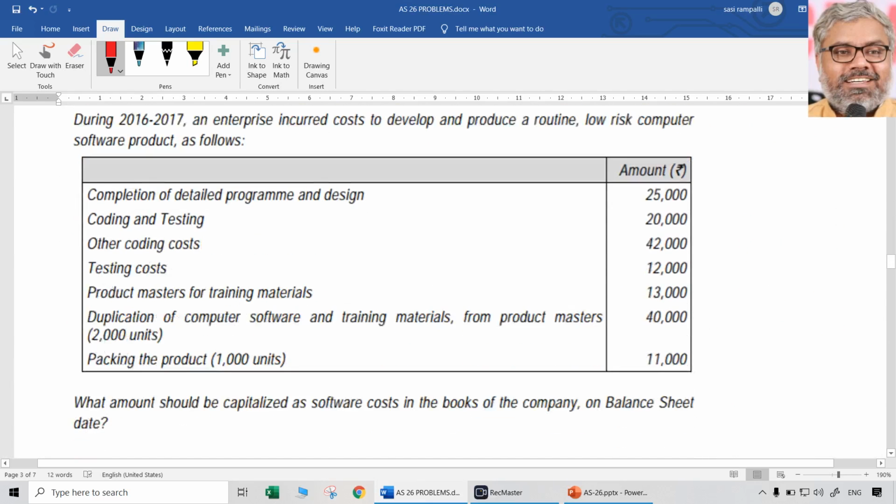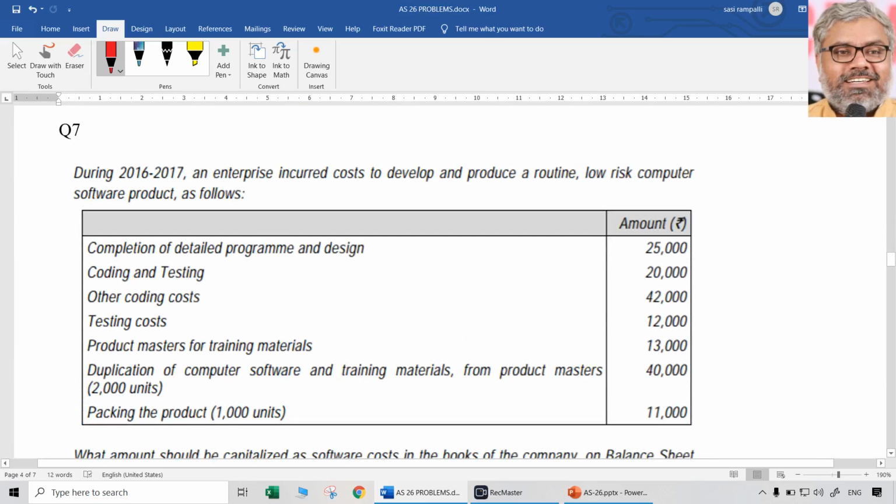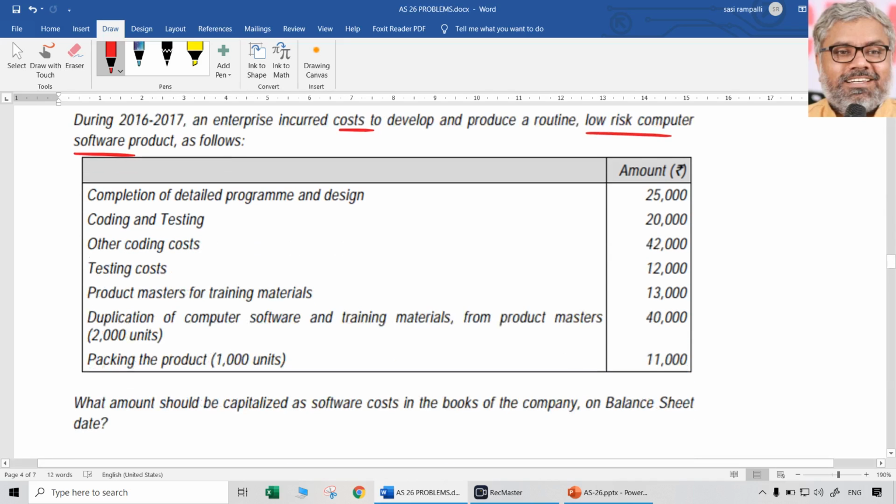Question number 6 was that. Now, question number 7 is related to the cost of an intangible asset in the form of a low-risk computer software product. The enterprise incurred costs to develop and produce a routine low-risk computer software product. So, there's a software company maybe. They will research on that, develop it and then sell it. The question is what amount should be capitalized as software cost in the books of the company on the balance sheet date. Balance sheet date means we are talking about an intangible asset again.